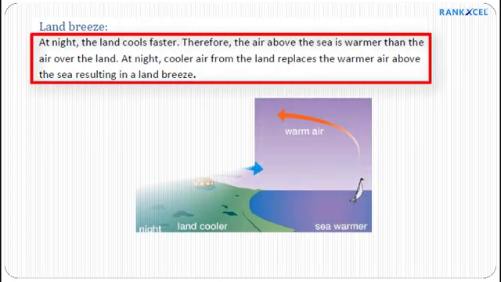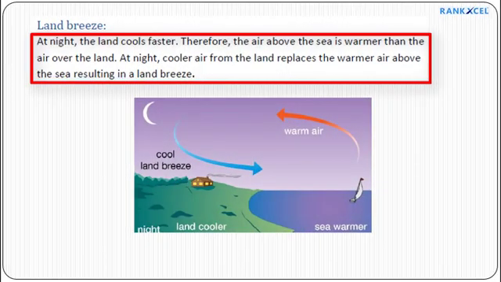Land breeze. At night, the land cools faster. Therefore, the air above the sea is warmer than the air over the land. At night, cooler air from the land replaces the warmer air above the sea, resulting in a land breeze.